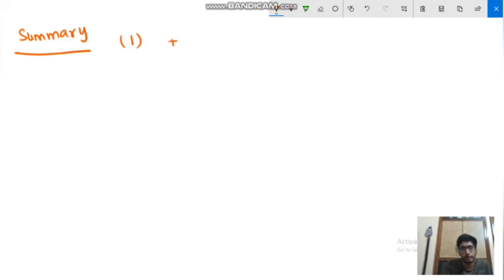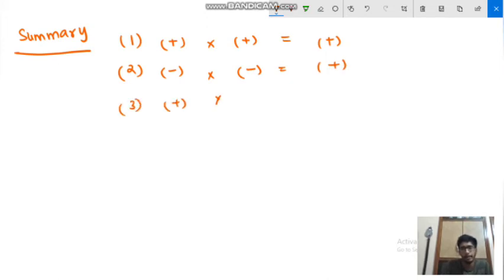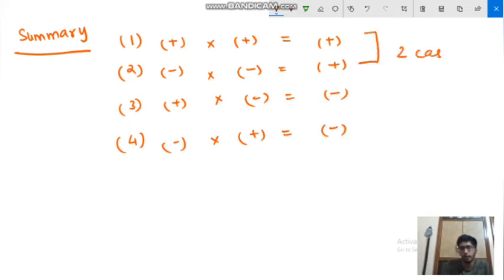First one, positive into positive, you will get a positive integer. Second, negative into negative, you will again get a positive integer. Third, positive into negative, you will get a negative integer. And fourth one, negative into positive, you will get a negative integer. So two cases of positive and two cases of negative.